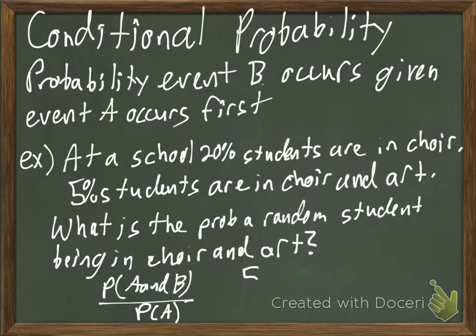So we look at how many students percentage-wise are in choir and art. Well, that is 5, and I'm not going to do percent. I'm just going to assume everything is out of 100. So we have 5 students that are in choir and art, divided by the total number of students that we have there, the probability of that first event. So that first event is 20. So we see that it's 5 out of 20, which we simplify to 1 divided by 4. So the conditional probability of that is 1/4, or 0.25, or 25%.